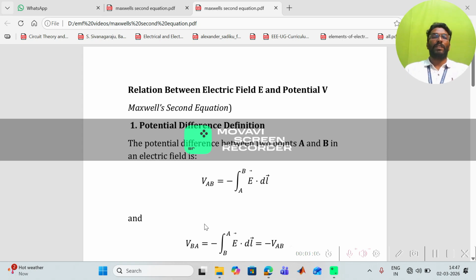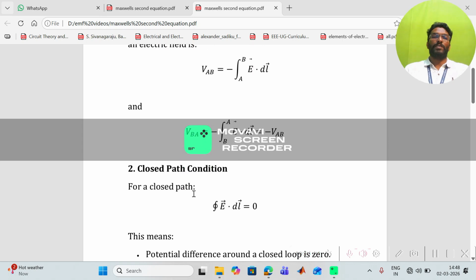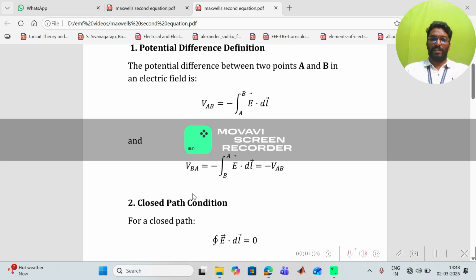Okay, let's start. We'll call it the relation between electric field E and potential V, also called Maxwell's second equation. Based on the basic definition of potential difference, the potential difference between 2 points, say A and B, in an electric field is given as VAB is equal to minus integral A to B E bar dot dl. And we can write the same if it is considered between B to A, VBA is equal to minus integral B to A E bar dot dl, which is equal to minus VAB.